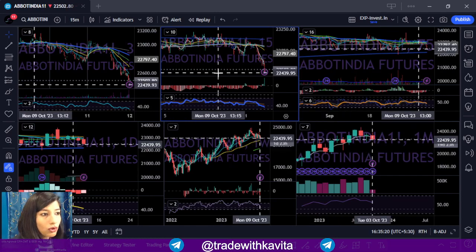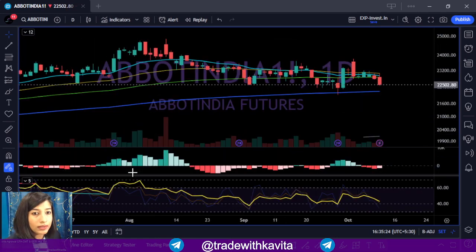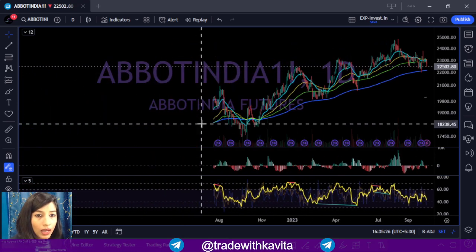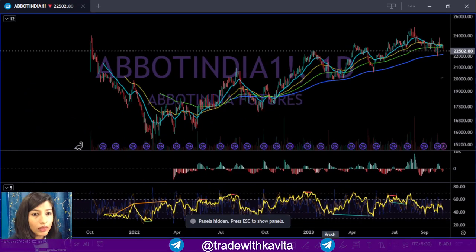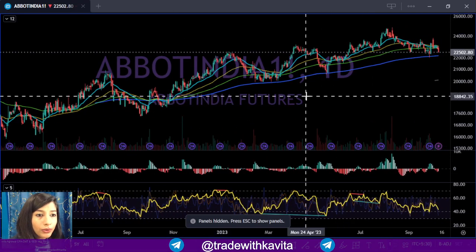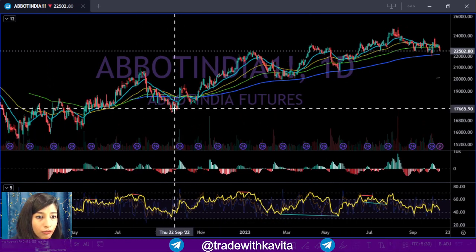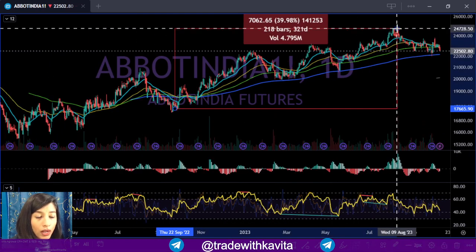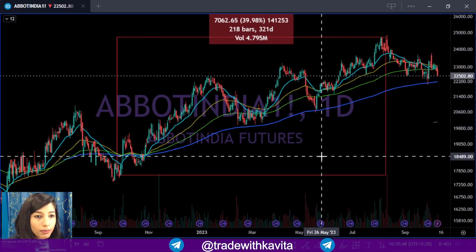All right, so on this chart of Abbott India, what I want to show you is on this daily time frame. Now I will show you some very simple observations as a swing trader on this chart. Let's make it full screen. Now you can see that from this bottom to this top, we can see a 40% move in the stock in a matter of 321 days, which is less than a year. For this purpose, I'm going to also maximize the price chart.